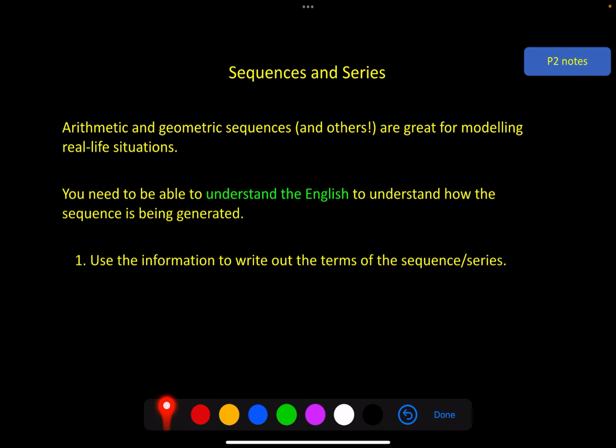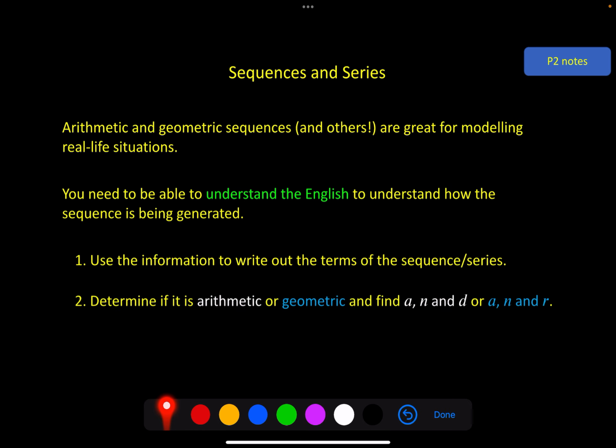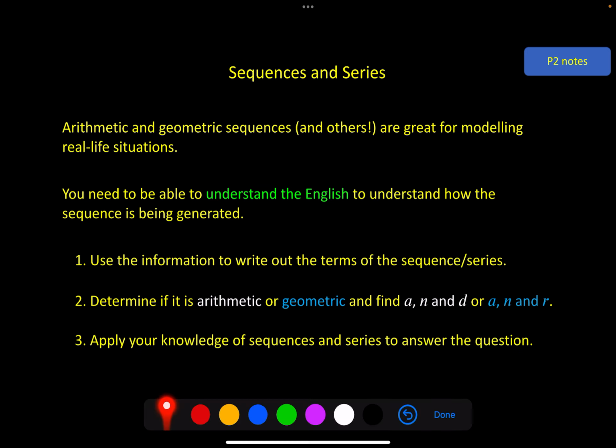When you can get through the language, you should use the information to write out the terms of the sequence. So be clear what your sequence is, what your starting term is, whether it's arithmetic or geometric. And once you've confirmed if it's arithmetic, you want a, n, and d. And if you've confirmed it's geometric, then you want a, n, and r. And then go ahead and use all of the stuff we've talked about in the previous videos to get the answer to the question that is being asked.